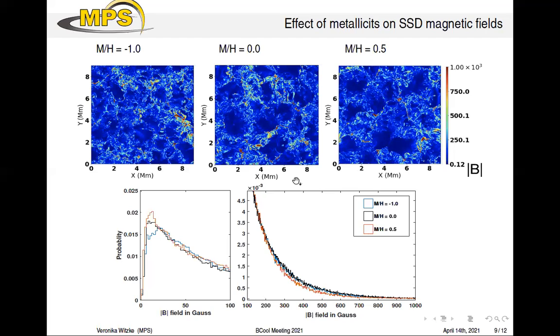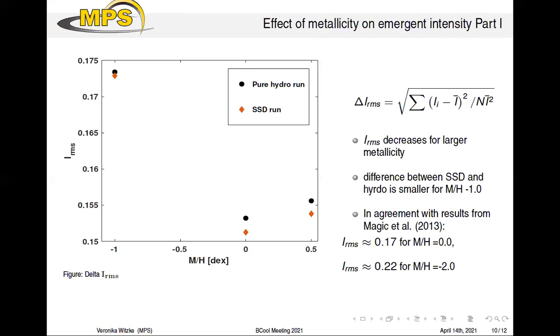Yes, so what does it mean for the intensity now? Because this is something that we are also very much interested in for observations. If you look at the RMS intensity, and I've taken the same measure as the people in Stagger to have a quantitative comparison as well, we see that the low metallicity star has a much higher RMS intensity, and there's just a little difference between the hydro case and the SSD case.